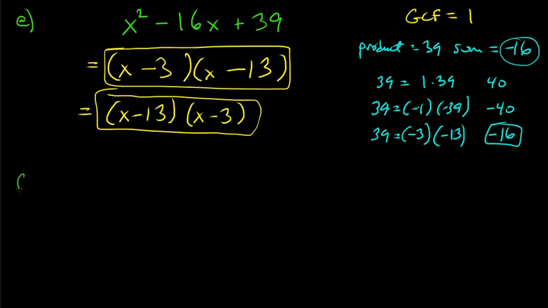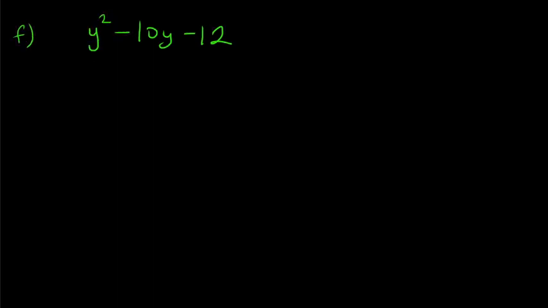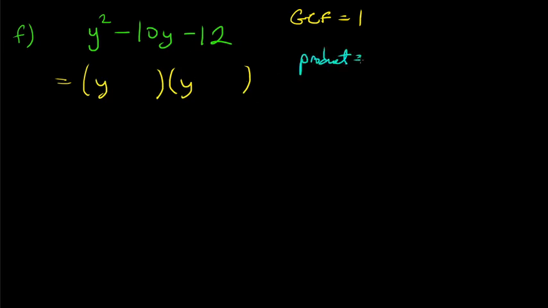Okay, let's move on to part F, which is y squared minus 10y minus 12. Okay, so again, a is 1 again, and so the GCF is clearly 1, as it often is. And since a is 1, it looks like we can factor this by, again, looking for 2 numbers whose product is negative 12 and whose sum is negative 10.